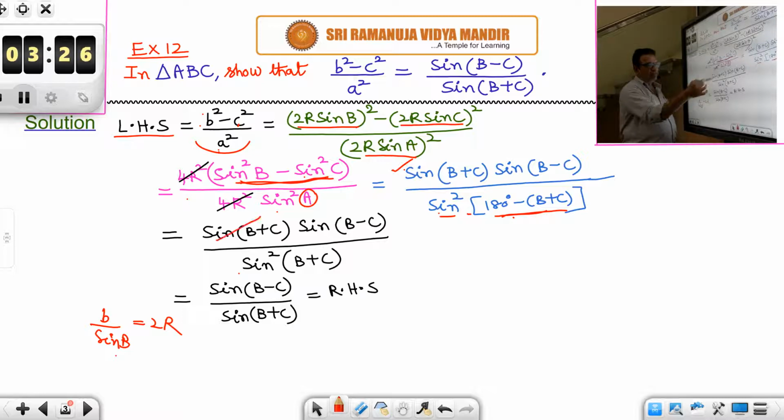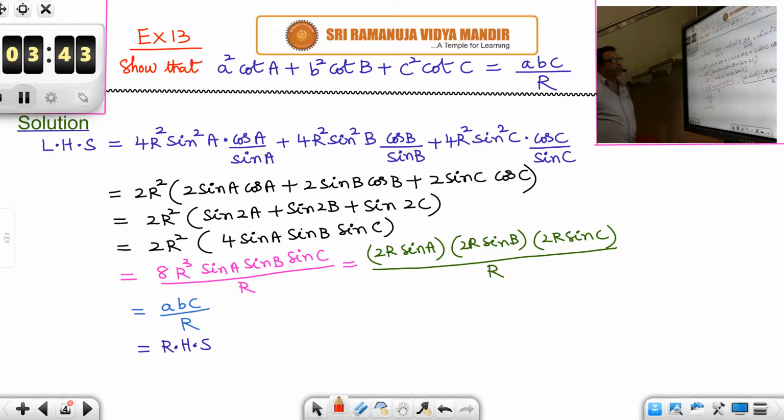So one sin(B plus C) can be cancelled out in the denominator and numerator. That means the square will go. So therefore sin(B minus C)/sin(B plus C), that is the right hand side. So this is a simple one only. Let us see the next, example number 13.